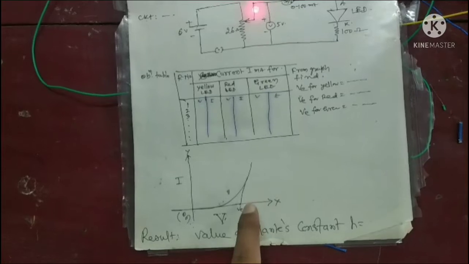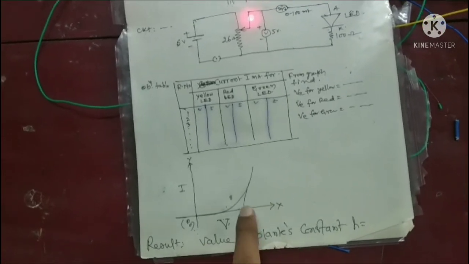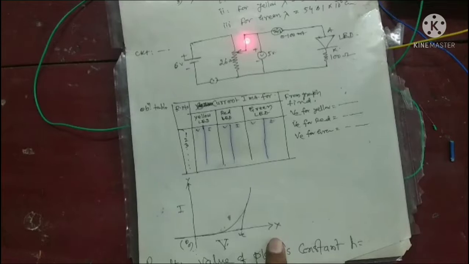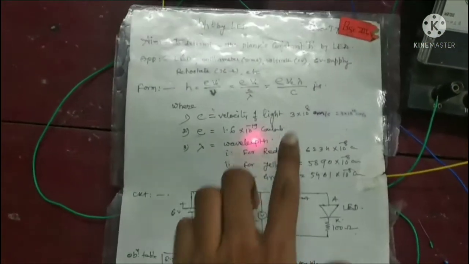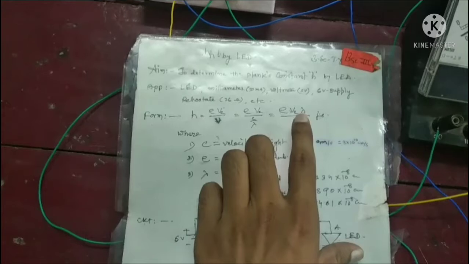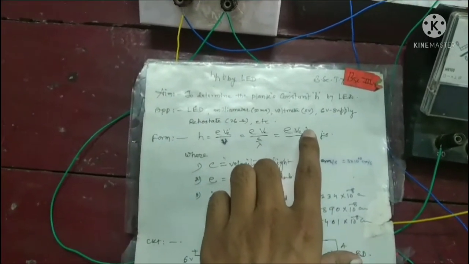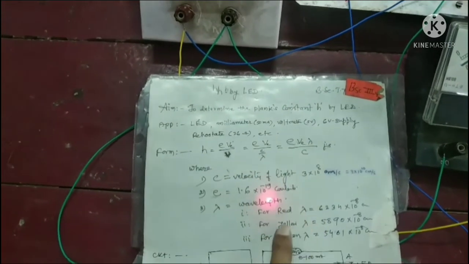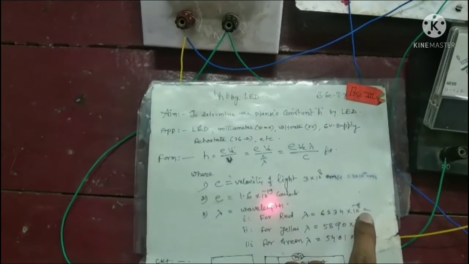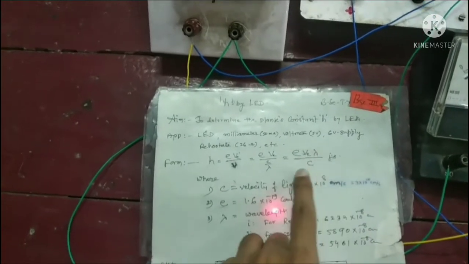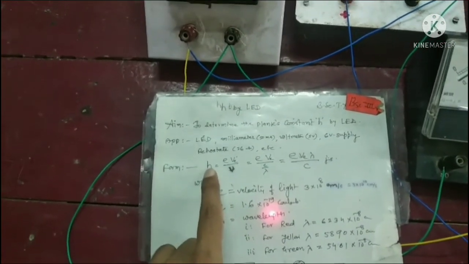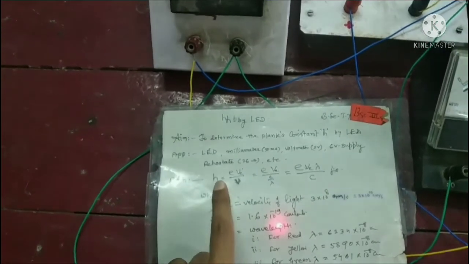From that graph you will know the value of VE, this intersection onto the x-axis. Then put these values of VE into this formula, with the wavelength for the particular LED used. For red light it is 6234 times 10 to the power minus 8 centimeter. Put all the values there, and you will get the approximate value of Planck's constant. This is one of the ways in which we can calculate the value of Planck's constant. Thank you for watching.